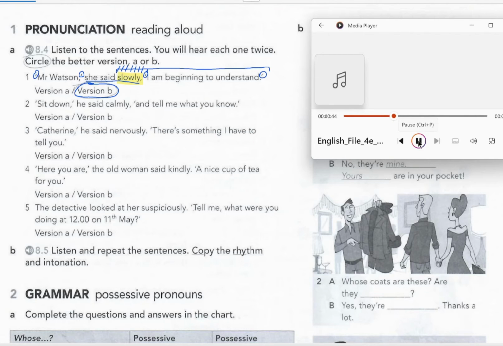Version B. Sit down, he said calmly, and tell me what you know.